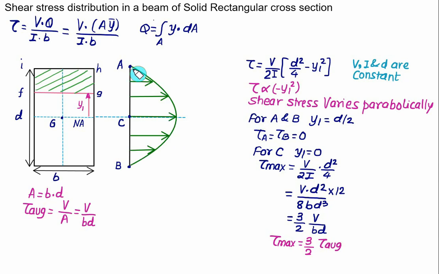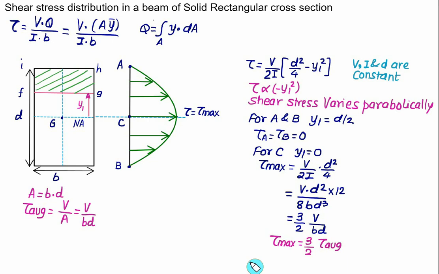So this one is representing the distribution of shear stress. Exactly at the neutral axis here, we have tau equal to tau max. And the shear stress on the top fiber and bottom fiber is 0. This is exactly the opposite distribution of bending stress. The bending stress is maximum at A and B and is 0 at the neutral axis. But that was a linear distribution and this one is a parabolic distribution.